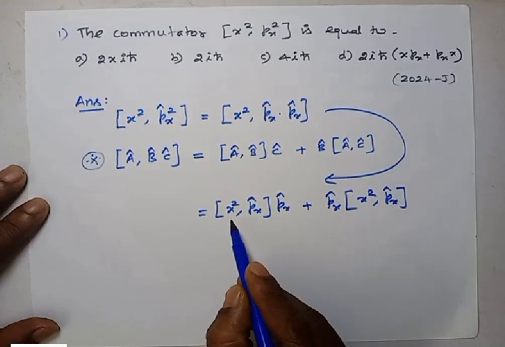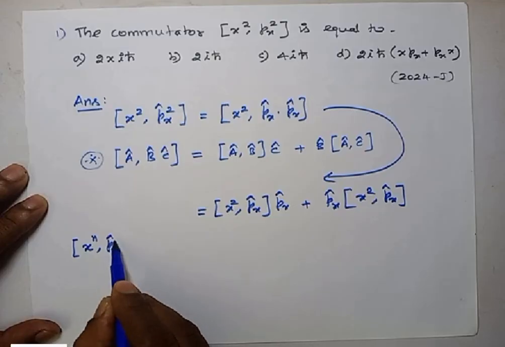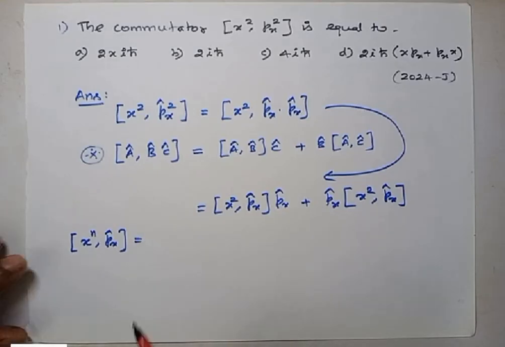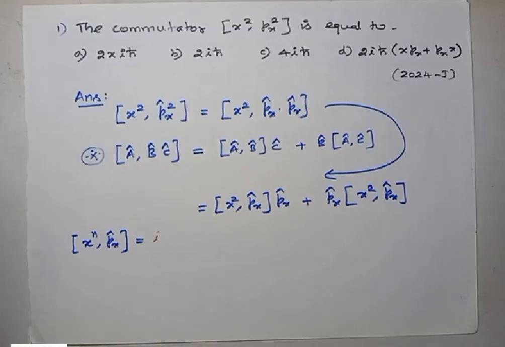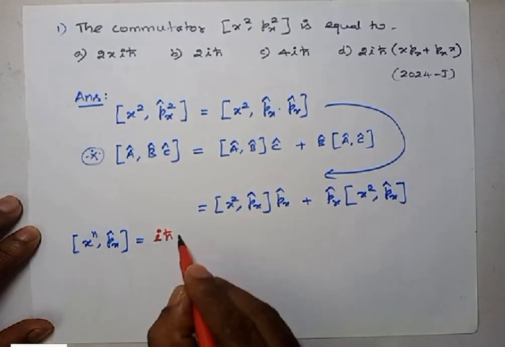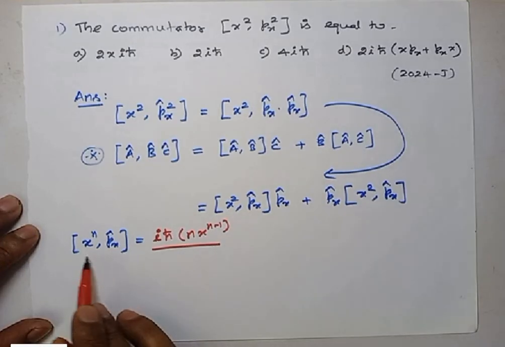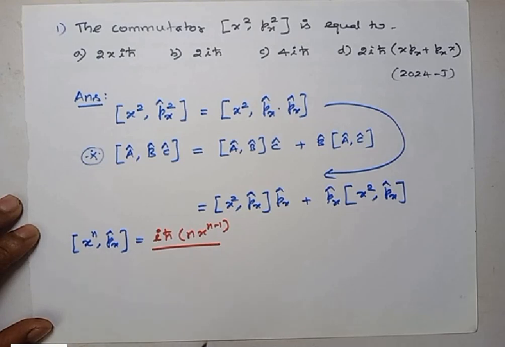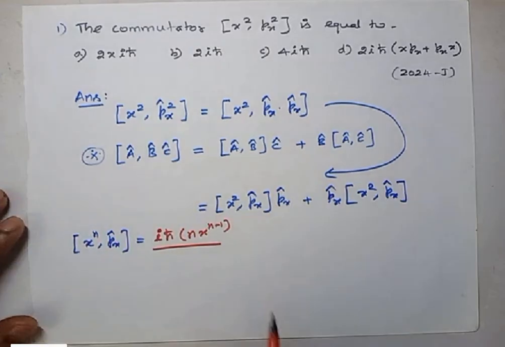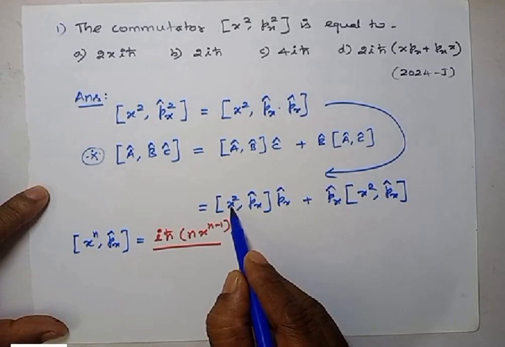Now what to do? I have given a formula. See, [x^n, px] can be written as i ħ n x^(n-1). I have given a general formula like this, right? The n can be 1, 2, 3; so n can be any positive integer.